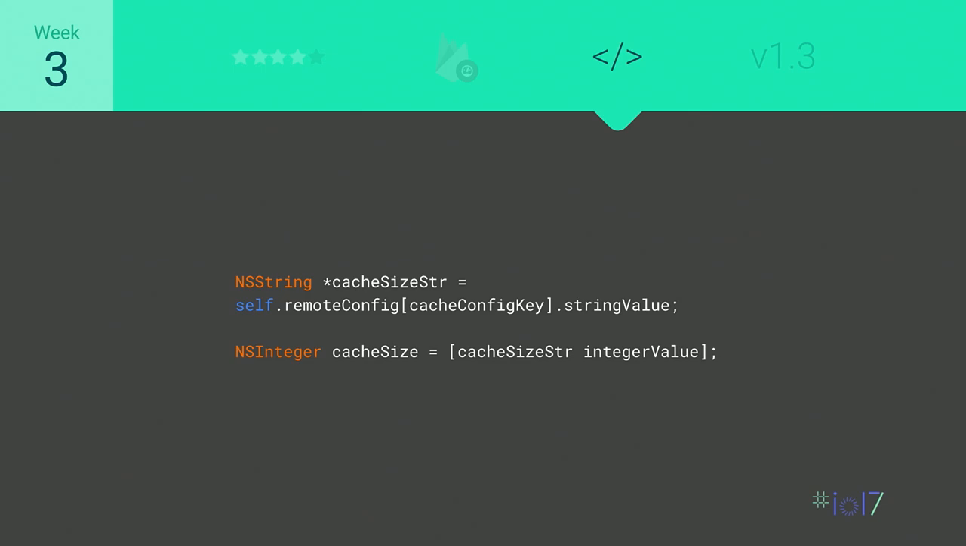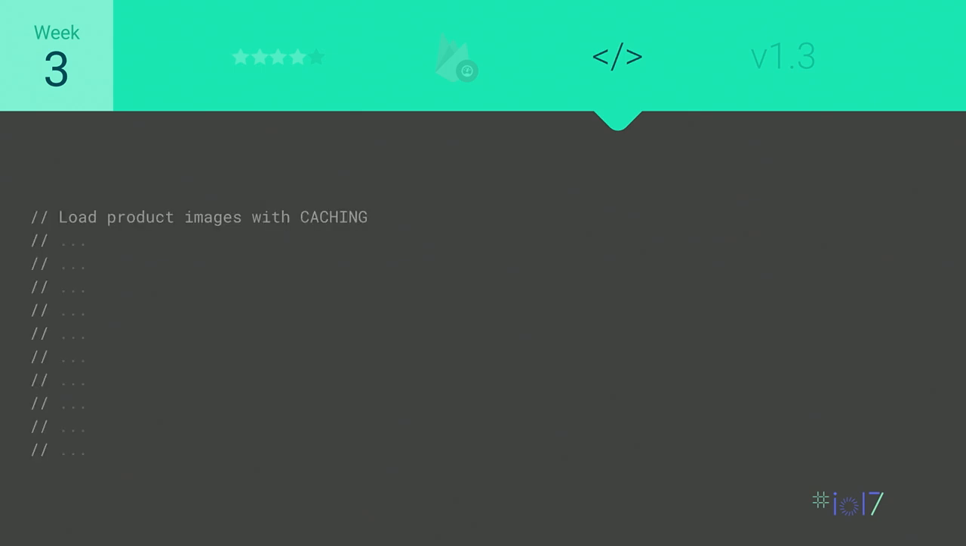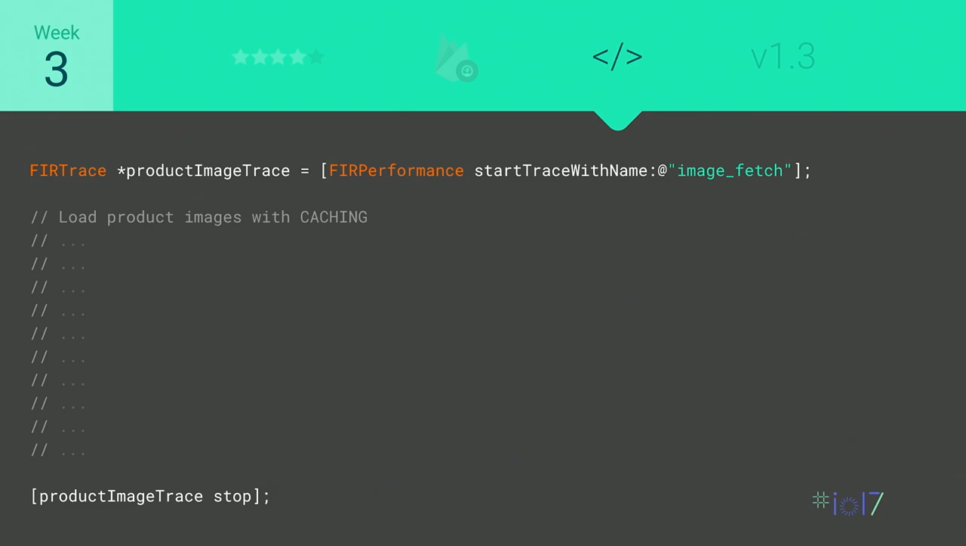Now, she adds the logic to do the caching on the device. And that takes care of the implementation of the feature itself. But how do I know that this is running efficiently? I need to monitor this. So what Jane does is create a custom trace in this case. So she creates a new trace, gives it the name image fetch. She starts it before this logic, stops it after.